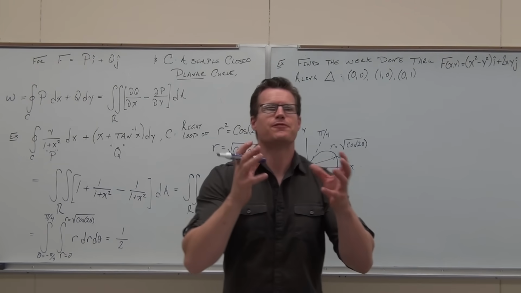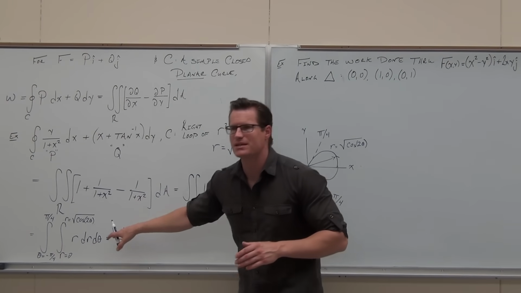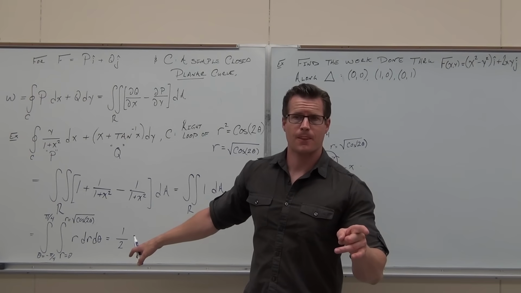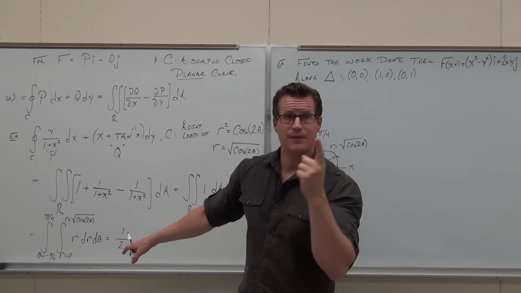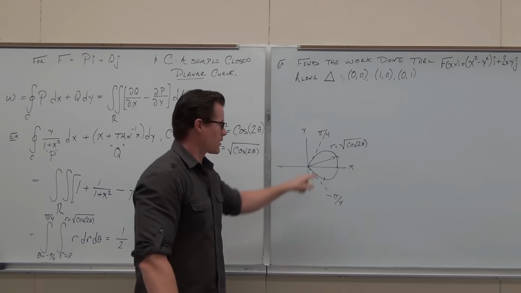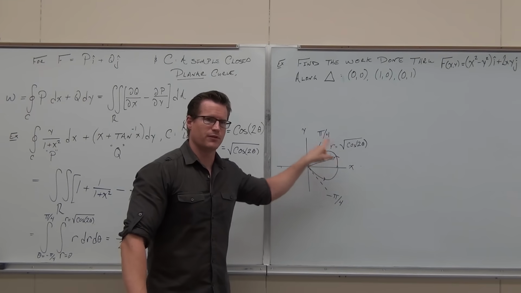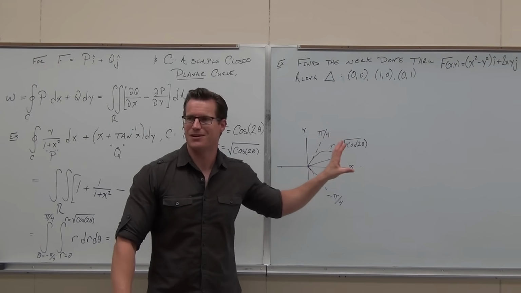Now, before we go any further, you tell me what that means. Tell me two things that it means. The first thing, what's it mean? That means area. We just found the area of this shape, the right loop of a lemniscate. We just found that.